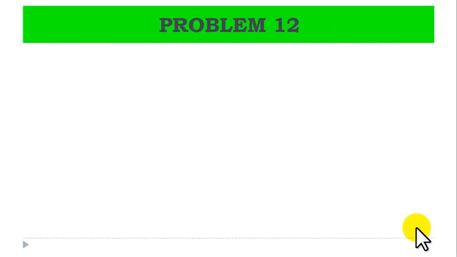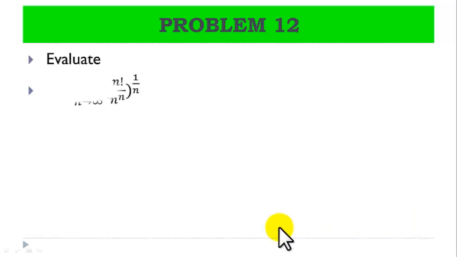The problem: evaluate the limit of (n factorial over n to power n), all raised to power 1 over n, as n tends to infinity.